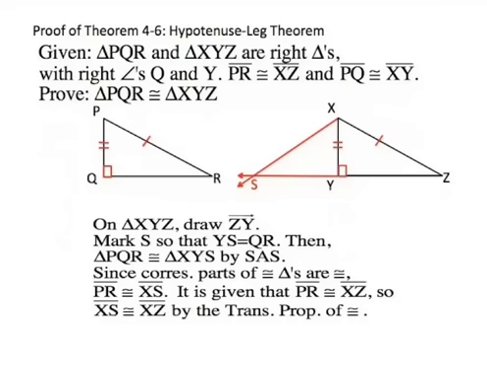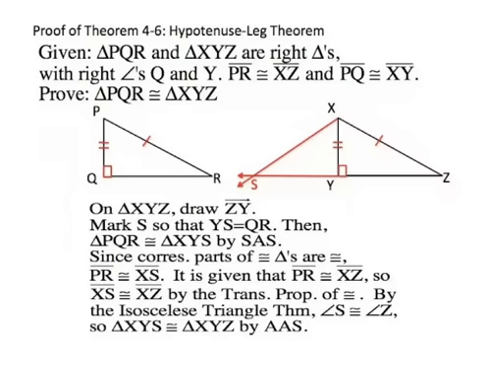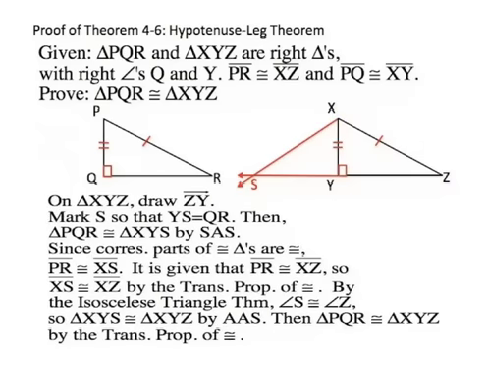And since it's given that segment PR is congruent to segment XZ, then segment XS is congruent to segment XZ by the transitive property of congruence. And now by the isosceles triangle theorem, we can say that angle S is congruent to angle Z, so that we have triangle XYS congruent to triangle XYZ by angle, angle, side. And finally, we can say that triangle PQR is congruent to triangle XYZ by the transitive property of congruence.